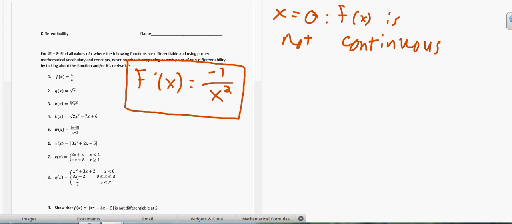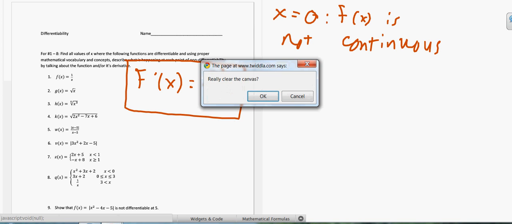The reason we derived it is to see if there are any other points where the derivative is not continuous, and there aren't. The only place this is not continuous is at 0. And remember, when you talk about continuity, we're looking for dividing by 0, square roots of negative numbers, and logs of non-positive numbers, which would be 0 or negative numbers. You can't take those. But in this case, x equals 0 is the only point of non-differentiability, and it's because f of x is not continuous.